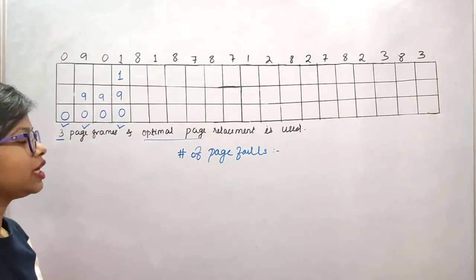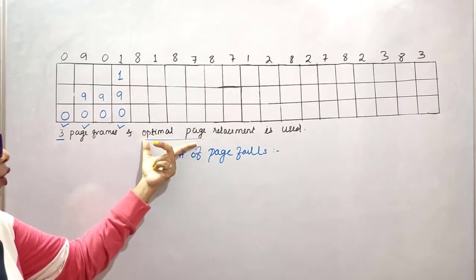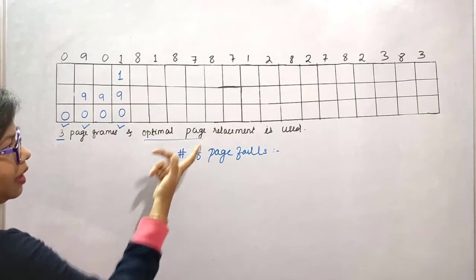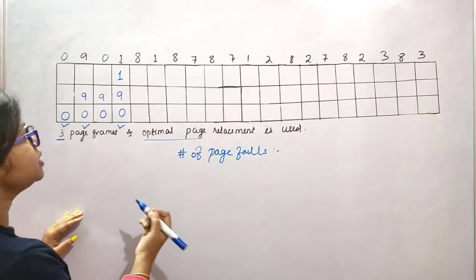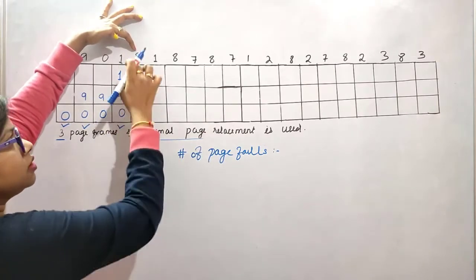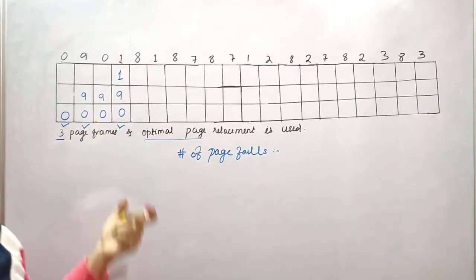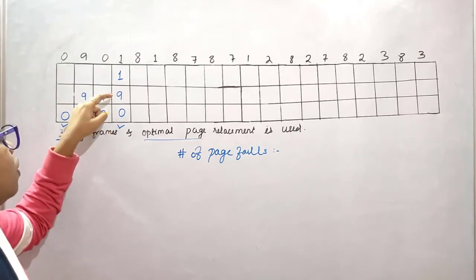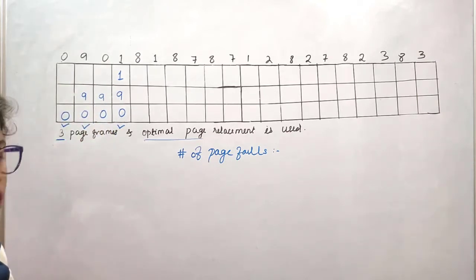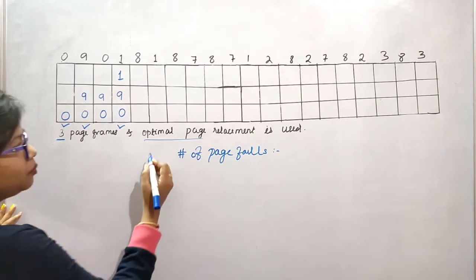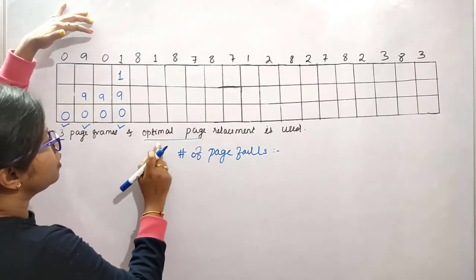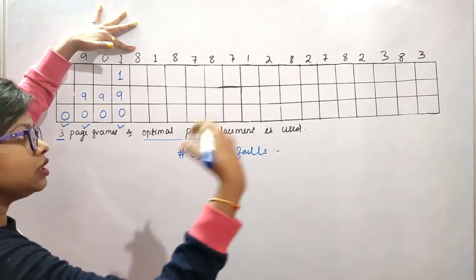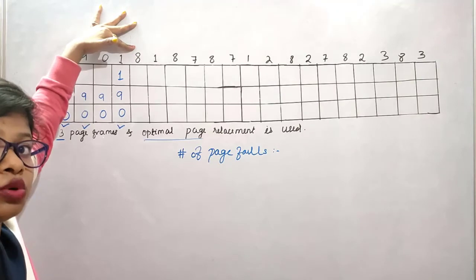Now we have to check the replacement algorithm. What is optimal page replacement? Suppose 8 is coming in this place. The CPU is searching for reference number 8, but inside the main memory only 0, 9 and 1 are present. So as per the optimal page replacement algorithm, it will look at the future, to see which page will be used in the future.